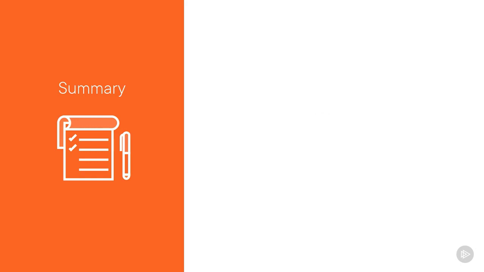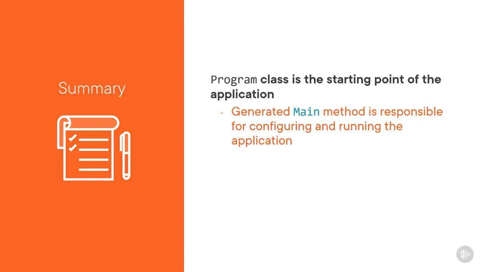After having learned about that, we created our first ASP.NET Core web application. We learned that the program class is the starting point of our application, or to be more exact, the main method of that class. We don't see that method, but the compiler generates it behind the scenes. It's that generated main method that's responsible for configuring and running the application.